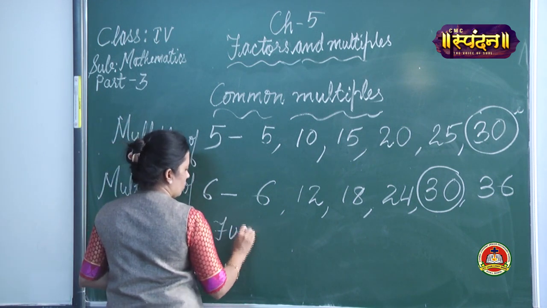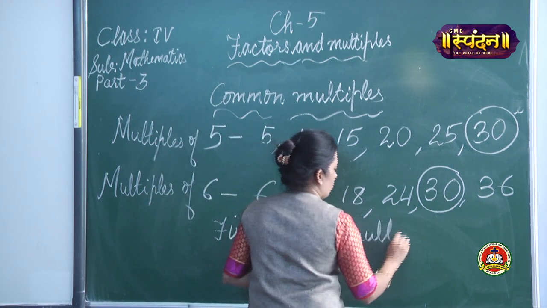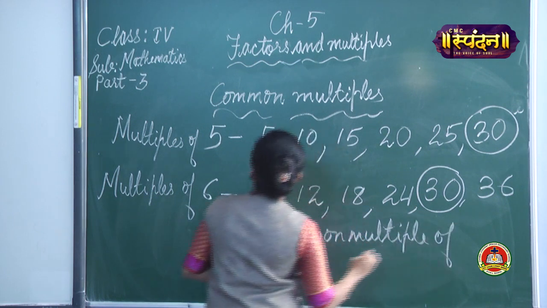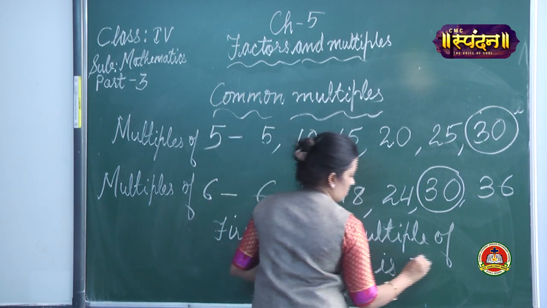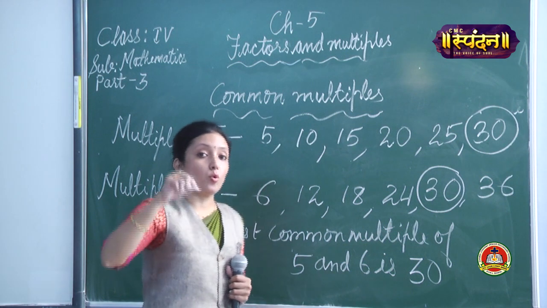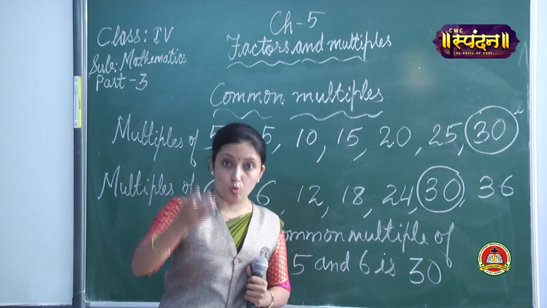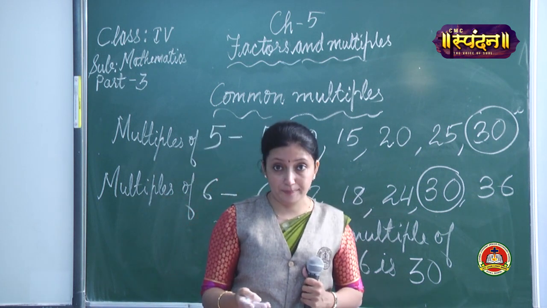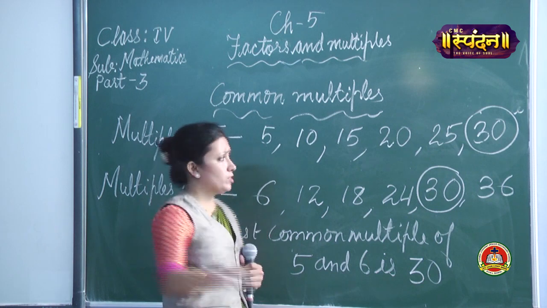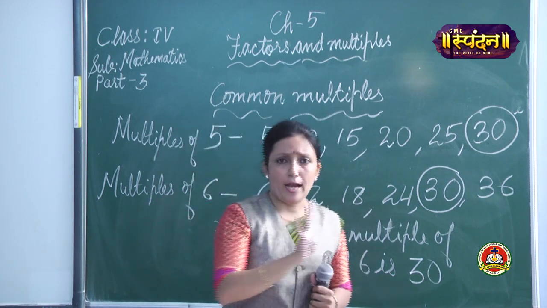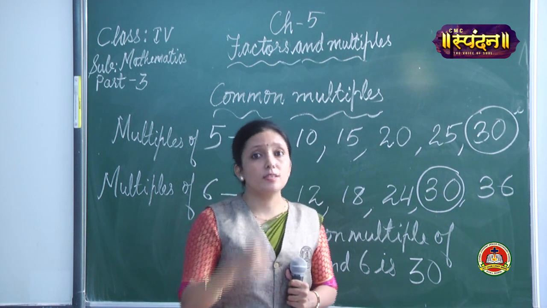So the first common multiple of 5 and 6 is 30. No other is matching. Sometimes we will be asked to find the first common, sometimes the first 2 commons, or it may be asked the first 3 common. Here there is no particular question, but I am just telling you to find the first common. I have got the first common, so I will not go further because I have already got it. If you are asked to find the first 2 commons, then you need to move further.